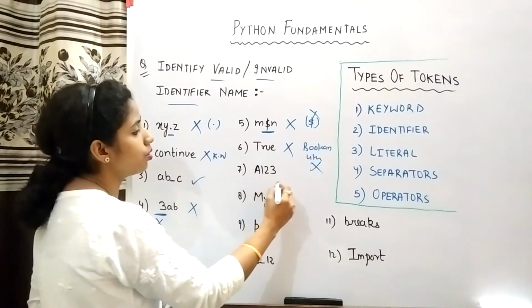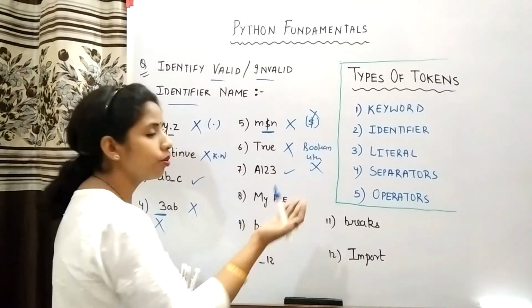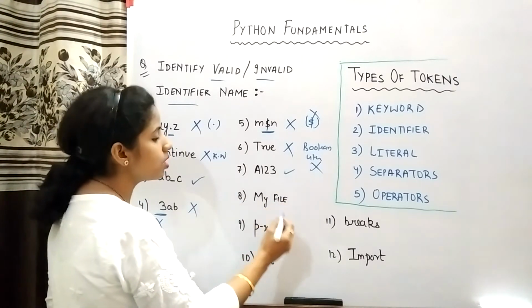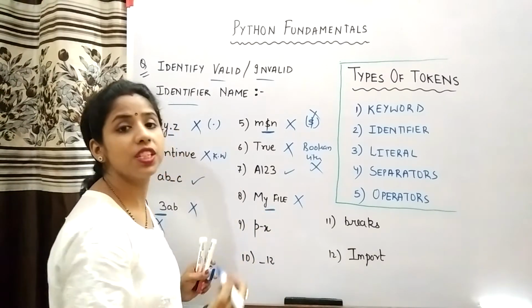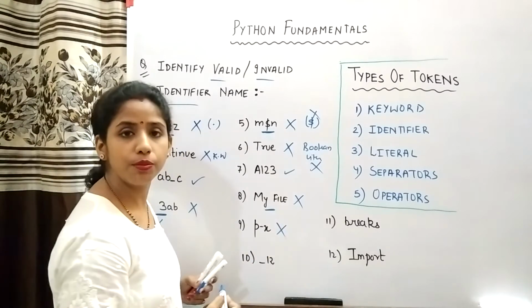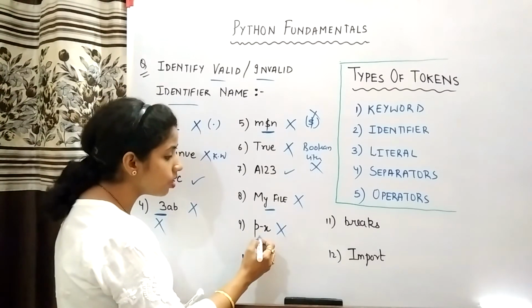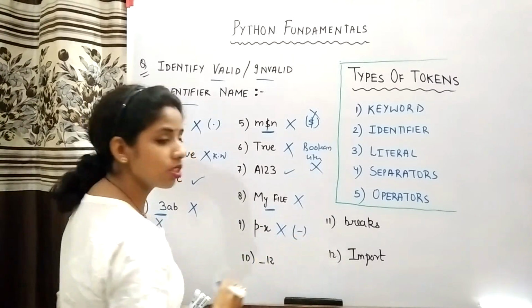Then A1 to 3, this is perfectly okay. See, you are starting with an alphabet and followed by numbers, there is no problem. Then this one is again invalid. Why? Because you have a space in between, and the space is also a special character. Then this one again for the same reason is invalid, because underscore is allowed but hyphen is not allowed. So this is invalid because of hyphen.